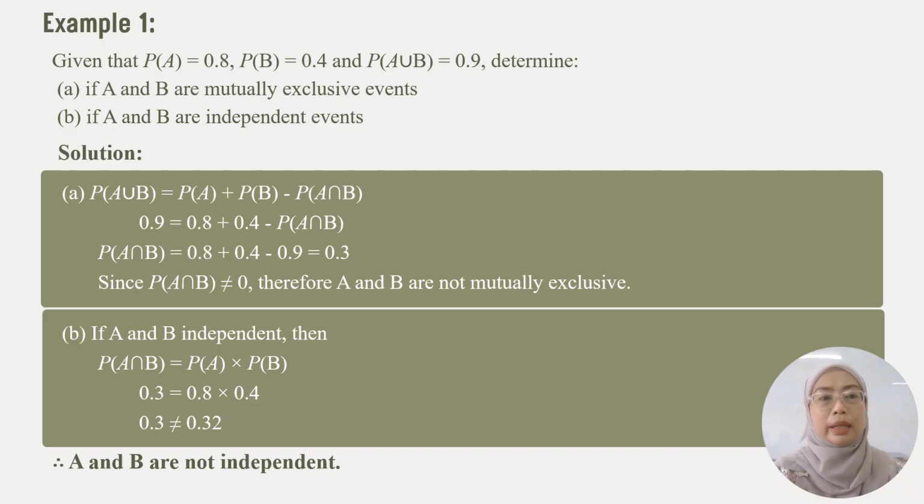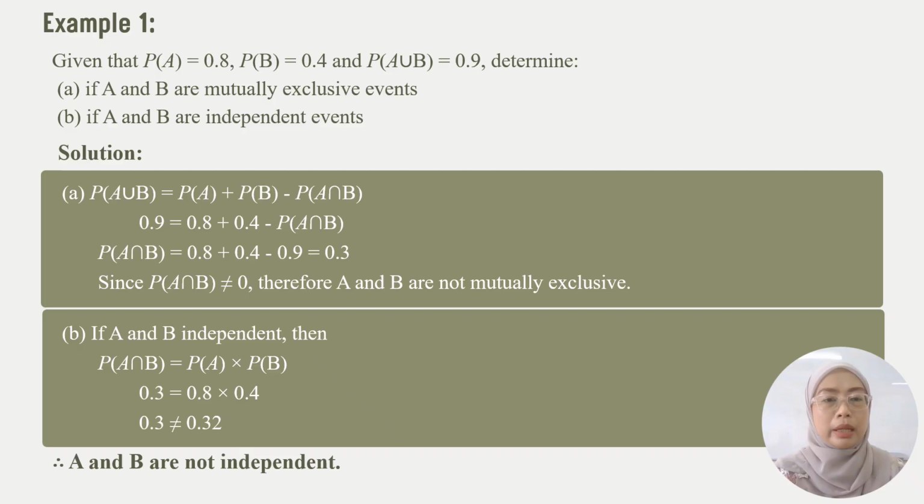Okay everyone, let's look at example 1. Given that P(A) equals 0.8, P(B) equals 0.4 and P(A union B) equals 0.9. Determine if A and B are mutually exclusive events and if A and B are independent events. Now we look at the solution.